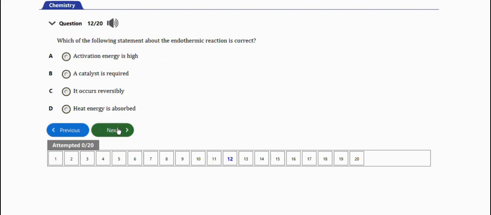The next question will be this one. It says, which of the following statements about the endothermic reaction is correct? So the right answer is option D. Heat energy is absorbed. That's for this question. Next question is this one.